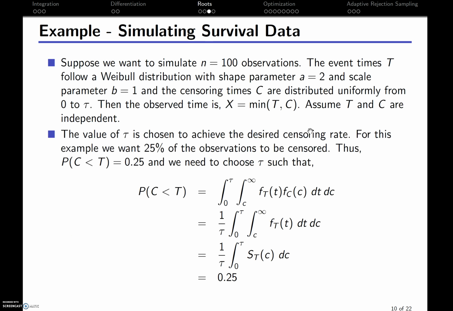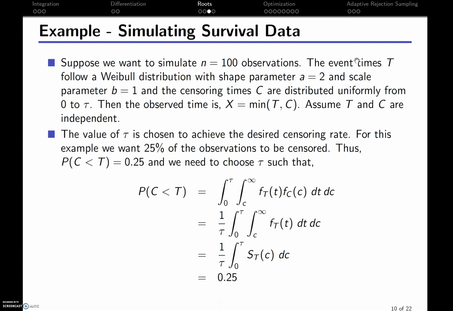Let's take a look at a statistics example. Suppose we want to simulate n equal 100 observations. The event times follow a Weibull distribution with shape and scale parameters 2 and 1. The censoring times C are distributed uniformly from 0 to tau. So this is the typical setup that you might look at in survival modeling.